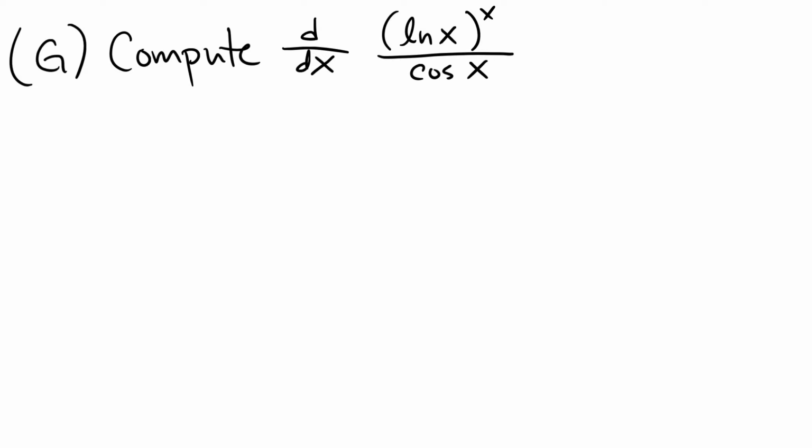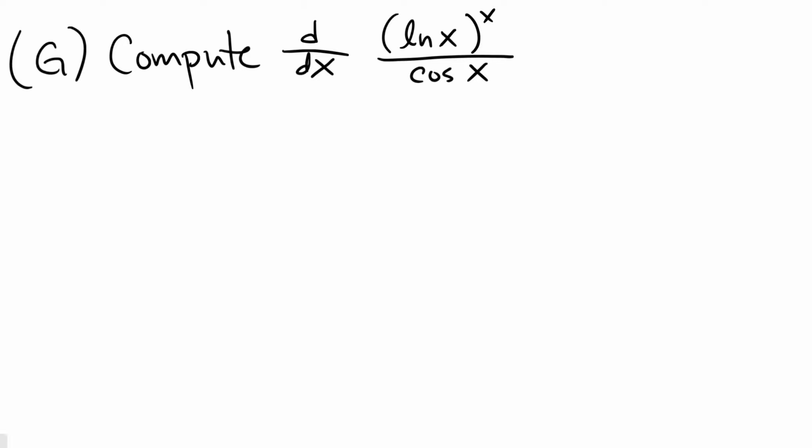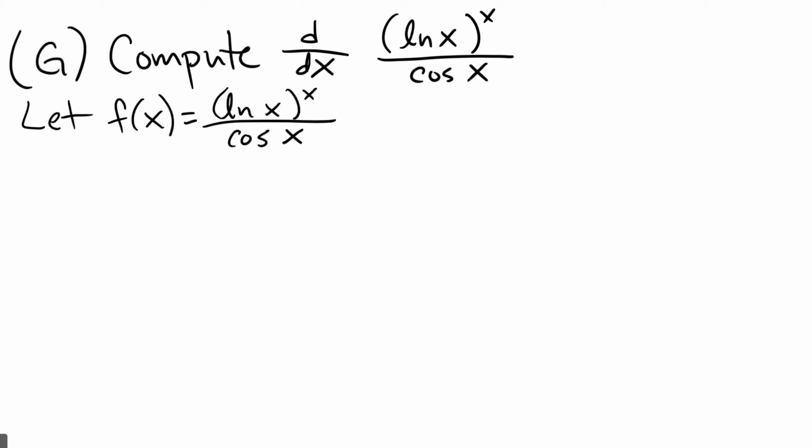Here's our final example. Now we have one of those exponential things, ln x, that's the base which is changing, raised to the x, also changing, but we divide it by cosine x. So the top level operation here is quotient. We have to use logarithmic differentiation because the numerator is one of those exponential things with changing exponent and changing base. So we set f to be the thing we want to differentiate.